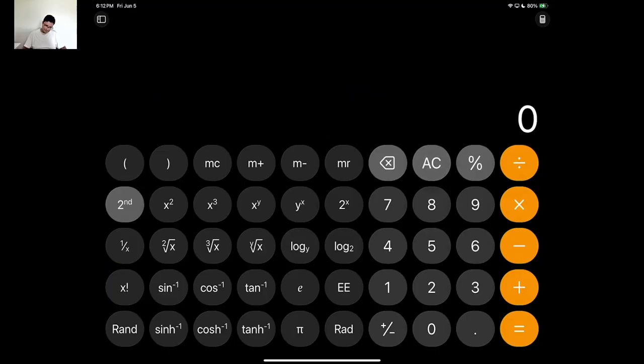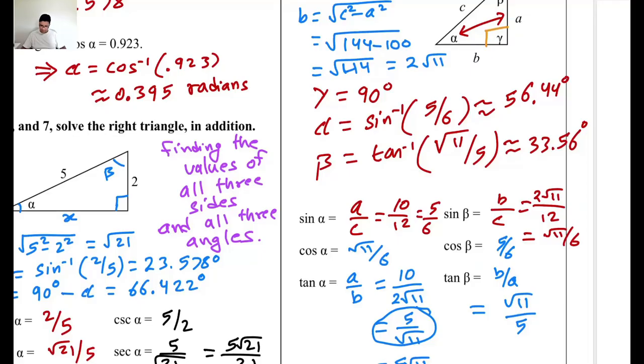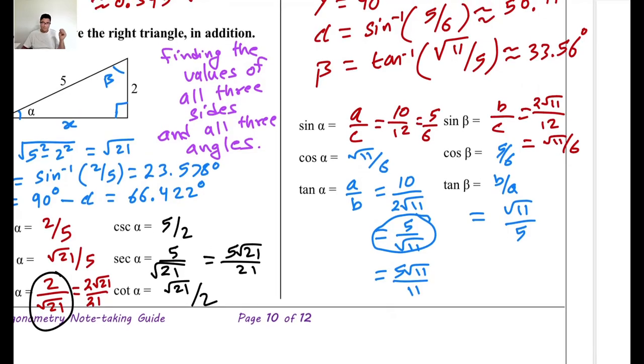Sine inverse 5 over 6. Check that here. Sine inverse 5 divided by 6. 56.44. Okay. Everything has to work out, right?